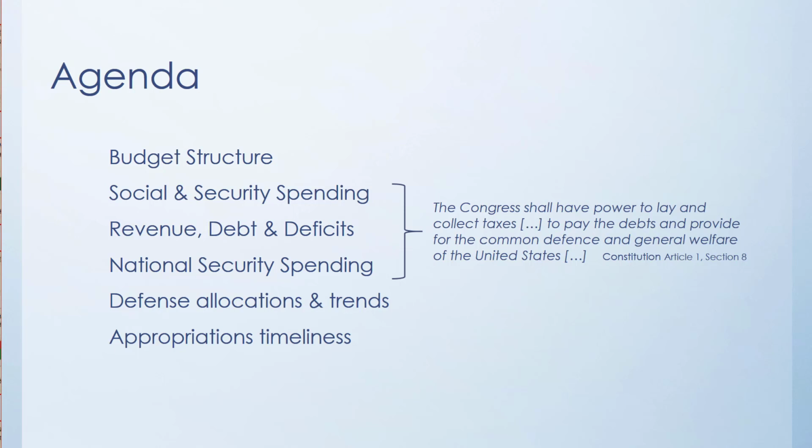In Article 1, Section 8, that defines the powers of Congress, it says Congress shall have the power to lay and collect taxes to do three things: to pay the debts, provide for the common defense, and provide for the general welfare of the United States. So we'll be looking at all of these areas of the budget. We'll then dive into the defense budget a little bit and look at some allocations and trends within national defense spending. And we'll end by looking at the timeliness of the appropriations that we receive each year.